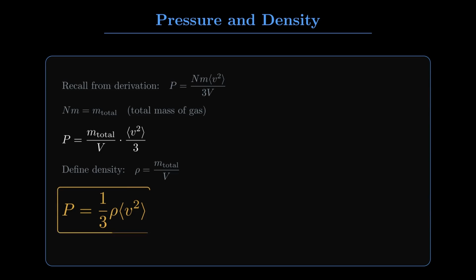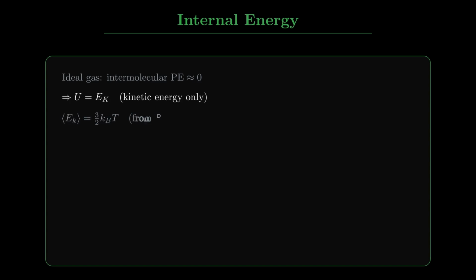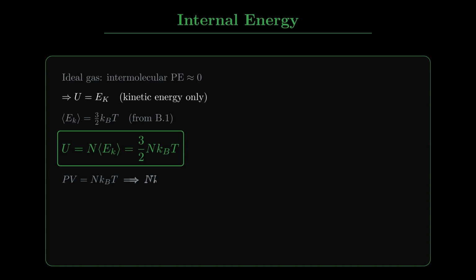volume. Additionally, we must consider the internal energy of the gas. For an ideal gas, the internal energy is only the sum of the kinetic energies of the particles, as intermolecular forces are negligible, so there is no potential energy. Using the previous result, Ek bar equals 3/2 kBT, it follows that U equals 3/2 N kBT. By the ideal gas equation, this is equivalent to 3/2 PV.